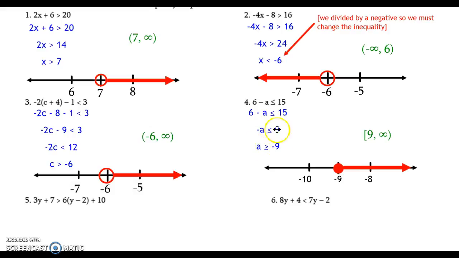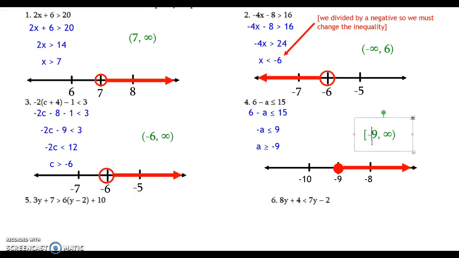Take into account the fact that in this case and in this case we divided by a negative number, so we switched from less than to greater than, and from less than or equal to greater than or equal to, respectively. Another change is this soft bracket for -6 because we have no equal sign, but now there's a hard bracket here, that square bracket at 9.